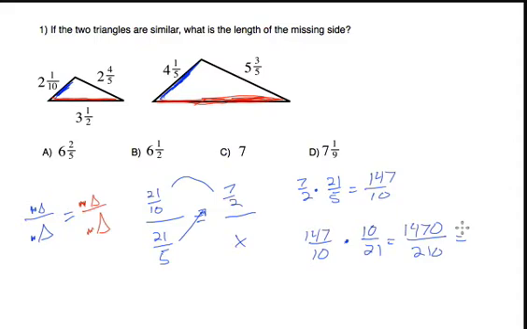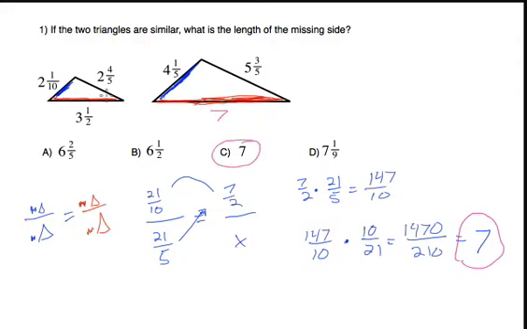1,470 divided by 210. 210 goes into 1470 exactly 7 times. Look at that. Nice, pretty number. 7 times. Is 7 one of our answers? Yes. So this side is 7.